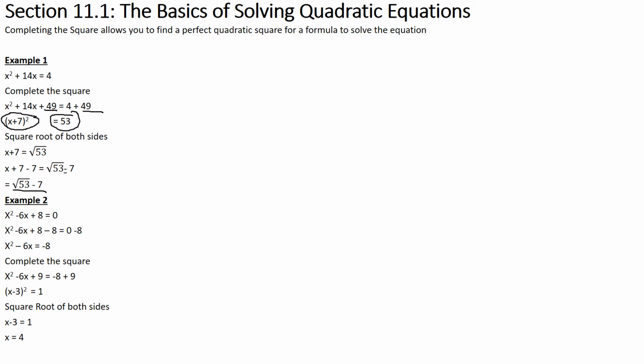Here's another problem. x squared minus 6x plus 8 equals 0. How do I turn this into a perfect square? Well, x squared minus 6x plus 9 is a perfect square trinomial, because that'd be x minus 3 squared. So if I add 9 to one side to make a perfect square trinomial, I have to add 9 to the other side. So I've got x minus 3 squared equals negative 8 plus 9, which equals 1. x minus 3 squared equals 1. Square root of both sides. Square root of x minus 3 squared is x minus 3. Square root of 1 is 1. So x minus 3 equals 1. Add 3 to both sides. x equals 4.